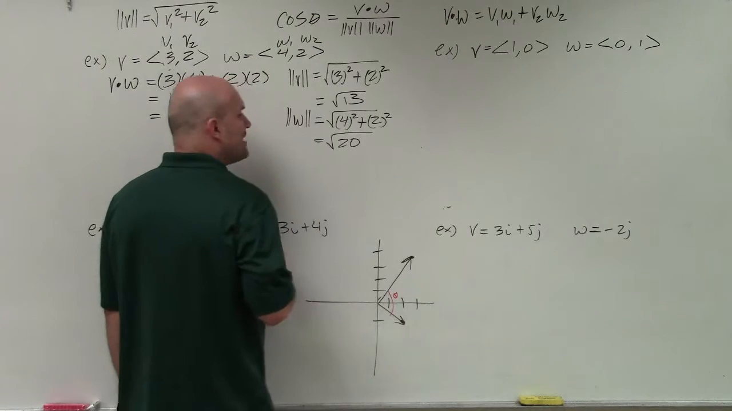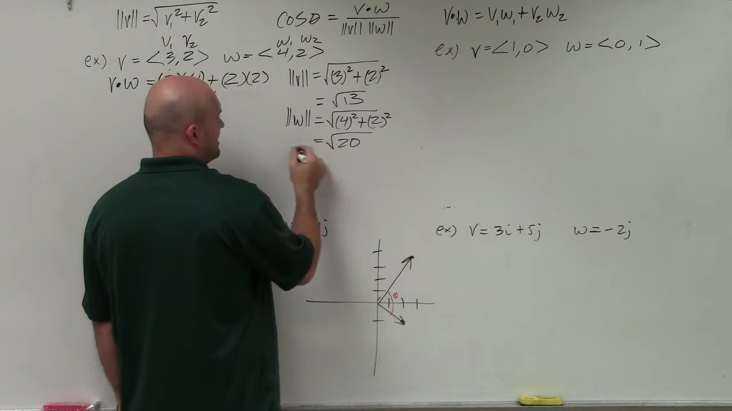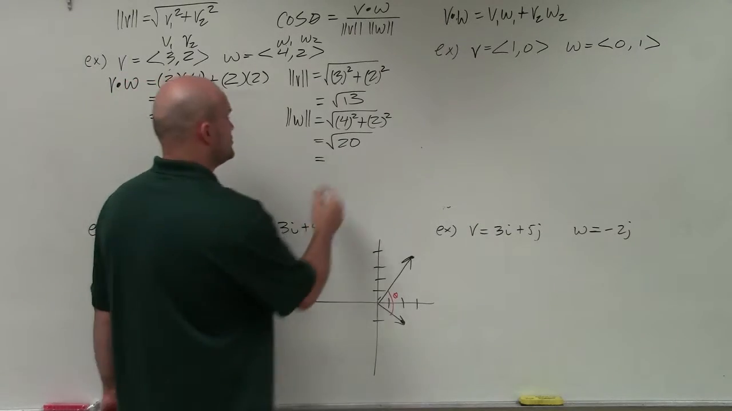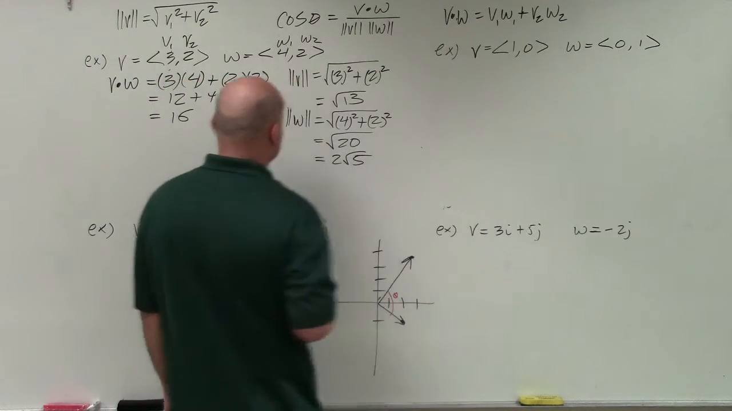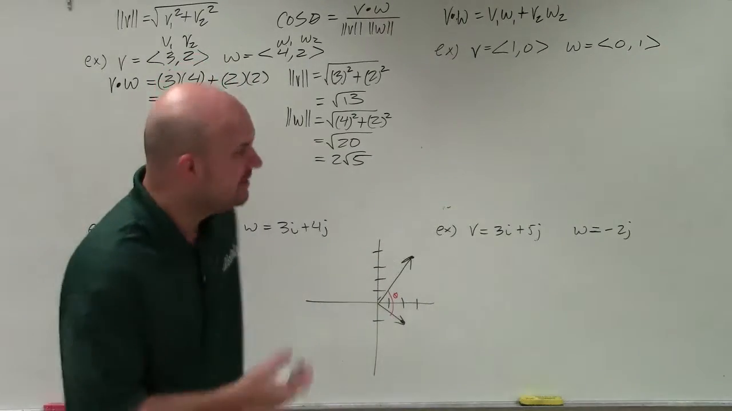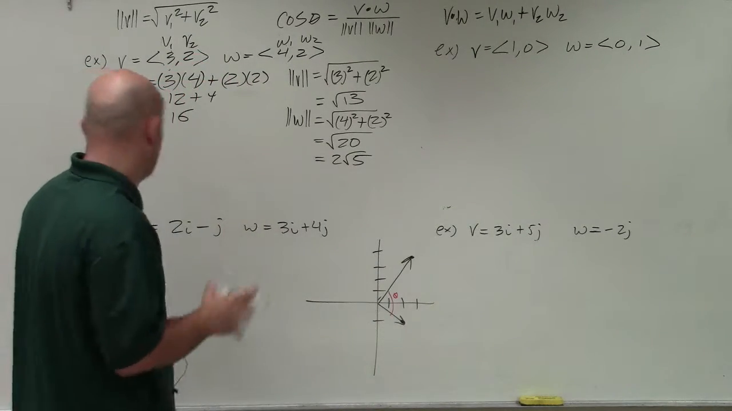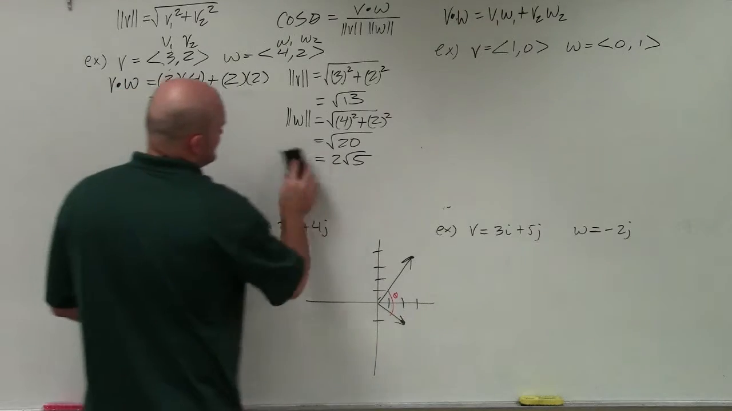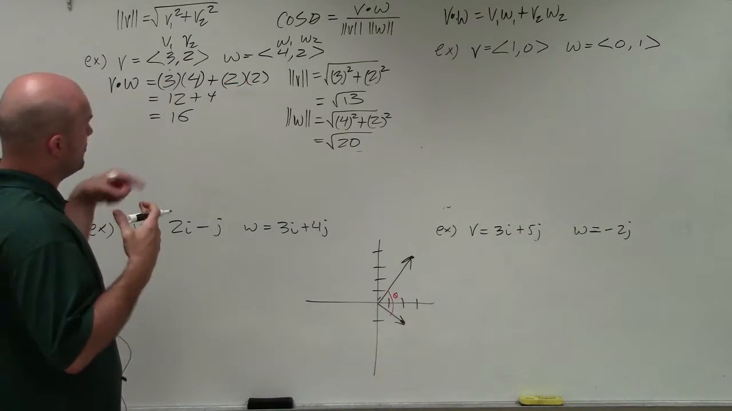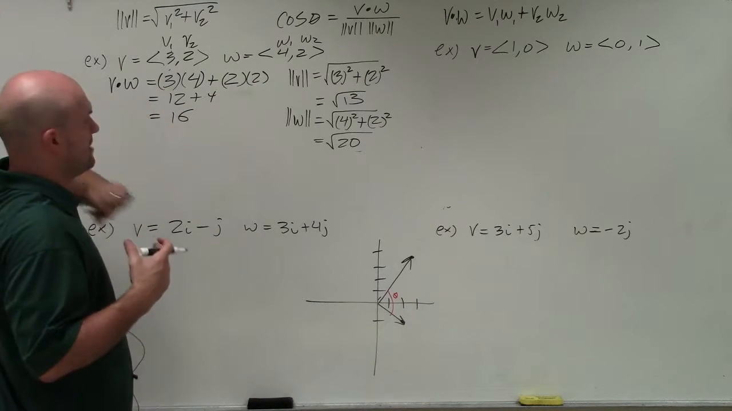I'm going to simplify my radical. You don't have to, but I'm in the habit of it. I can pull out the square root of 4, which is 2, leaving me with the 5. Since we're plugging everything into the calculator, you don't really need to simplify it. We're going to be using the calculator, so I'm not going to worry about simplifying. So we have our two magnitudes, and we have our dot product, right?